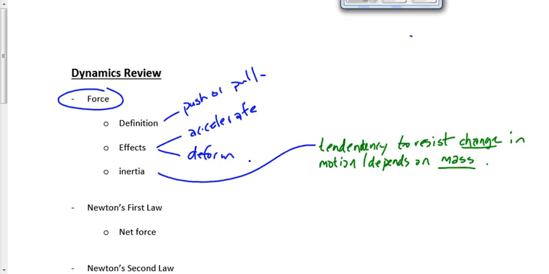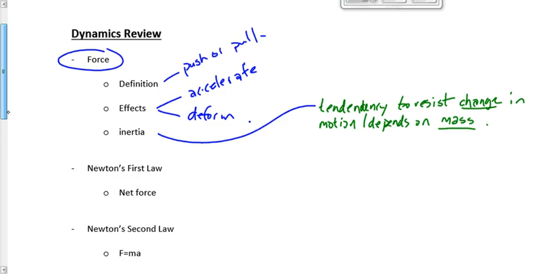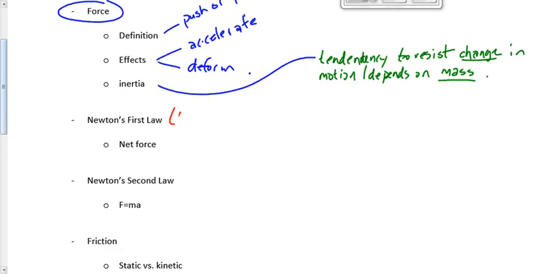All right, that leads us nicely into Newton's first law, which we sometimes call the law of inertia. Because, of course, it's really the law that says things want to keep doing what they're doing, right? An object in motion continues in motion until acted upon by an unbalanced force. An object at rest stays at rest until acted upon by an unbalanced force.